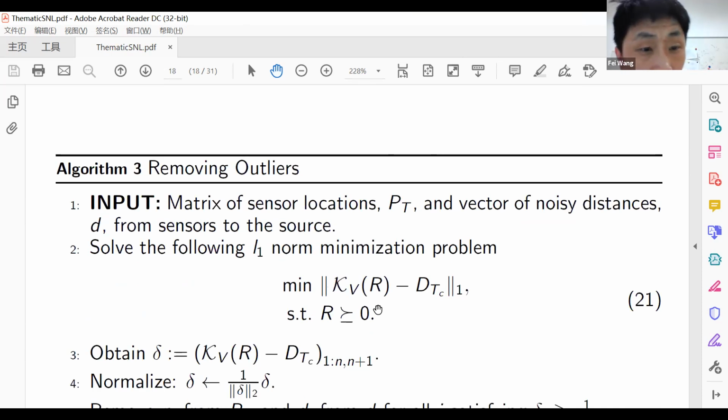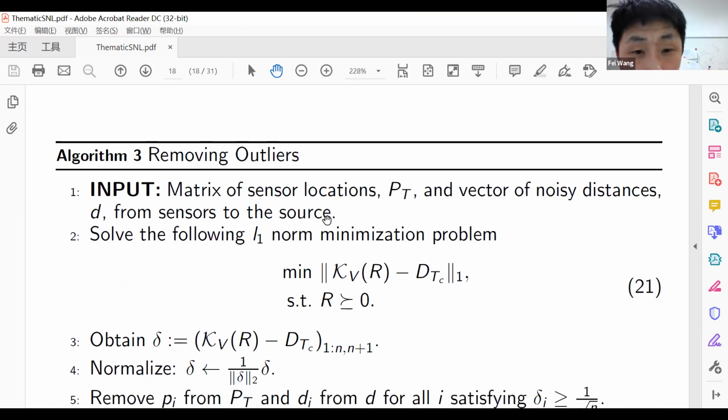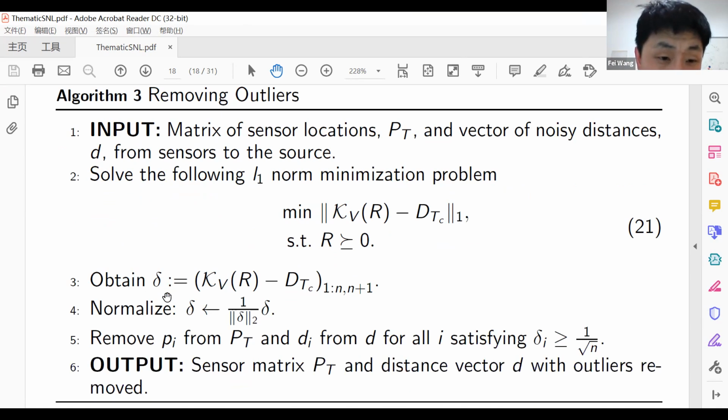So we have algorithm 3, which is used to remove the outliers. The input is the matrix of sensor locations and the vector of noisy distances. First, we solve the following L1 norm minimization problem: minimize ||VR − DᵀC||, such that R is positive definite. And then obtain this error term.